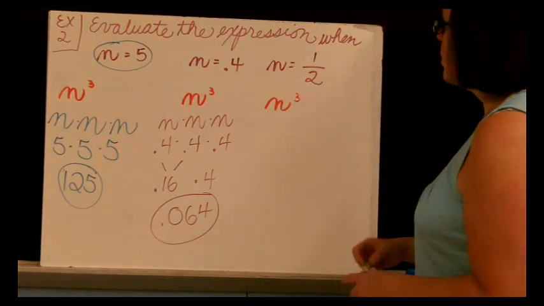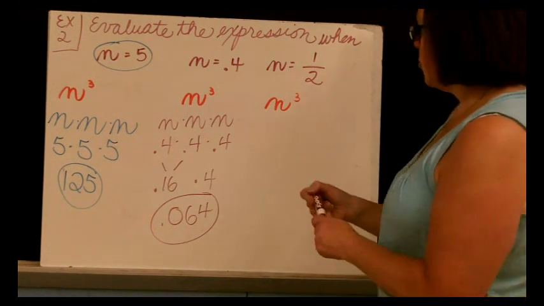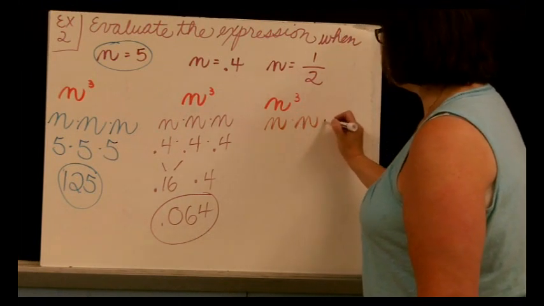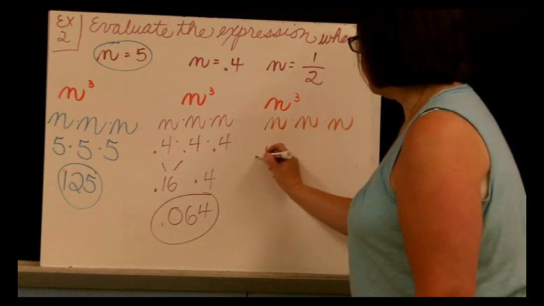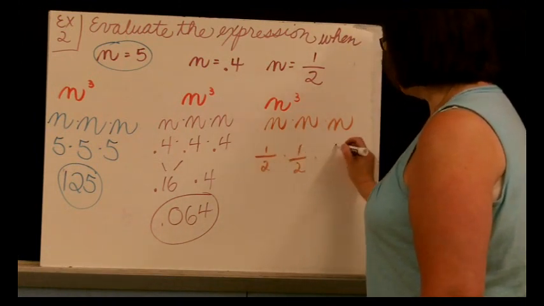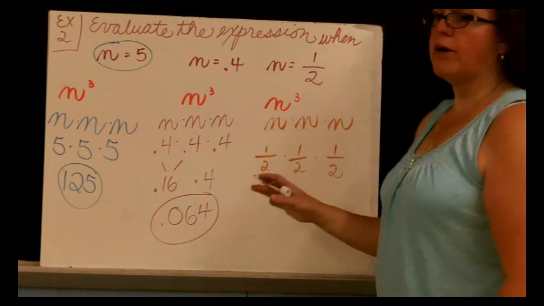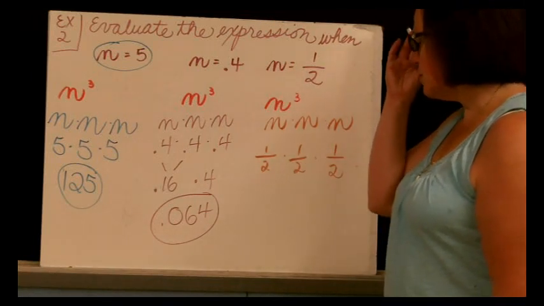And then finally we have a fraction, 1/2. N to the third power means n times n times n. Now we'll substitute 1/2 times 1/2 times 1/2. When you multiply fractions, there is no need, well, the denominator is the same here.